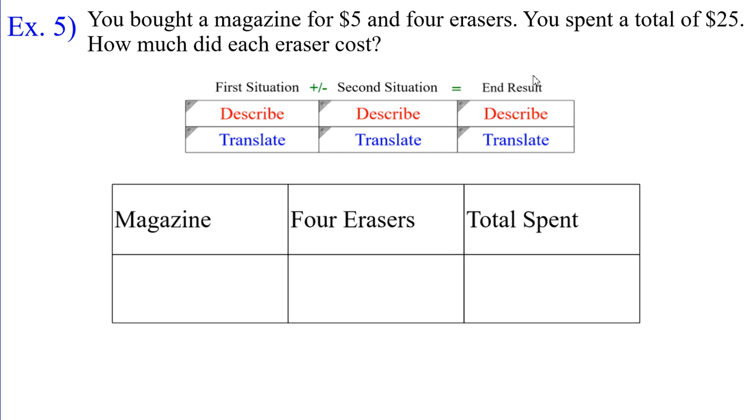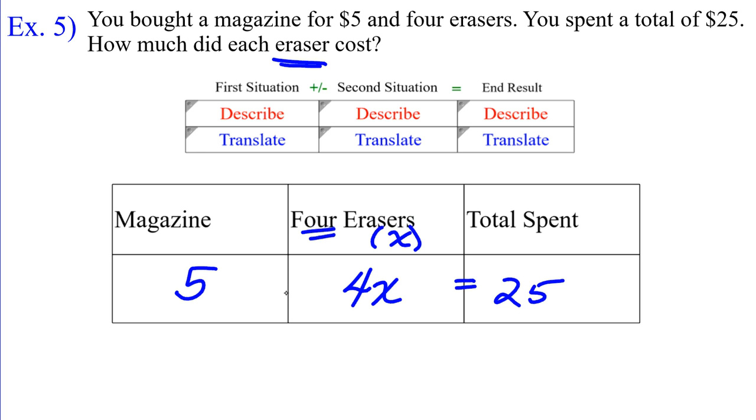Okay, so this is what we know. Now, what we're looking for and what we don't know is how much each eraser cost. So the eraser is going to have the X because we don't know how much that one is. But we know that there's 4 of them. Because there's 4 of them, that means that this is 4 X's. We know the total spent was $25. And they bought a magazine, so just $5, just one magazine. So if I add this together, they bought 1 magazine, 4 erasers, the total was $25. So here's my equation, 5 plus 4x equals 25.